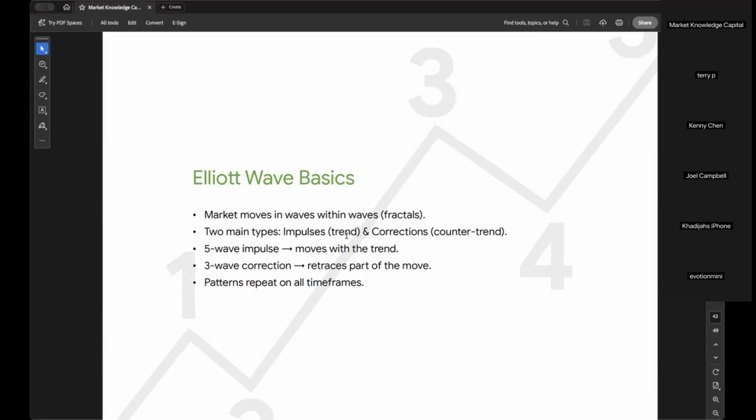And the patterns always repeat on every single time frame. As I showed you guys in that very in-depth analysis and example, you will identify it in your monthly, then go down into your weekly, then your daily, and that's when you can identify waves within waves, which is what makes it called fractals. And that's when we know the market moves in fractals, of course.